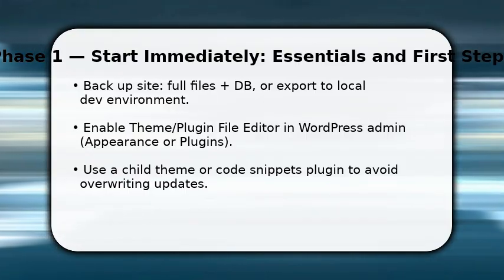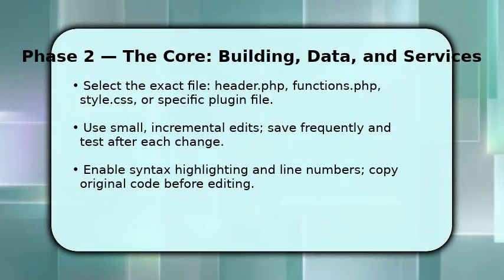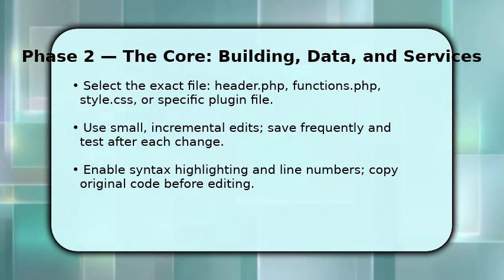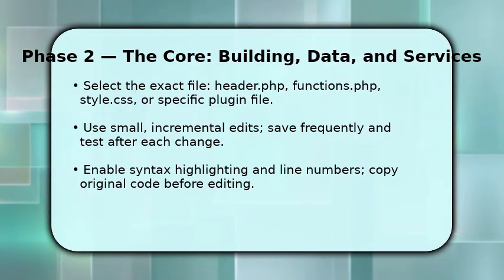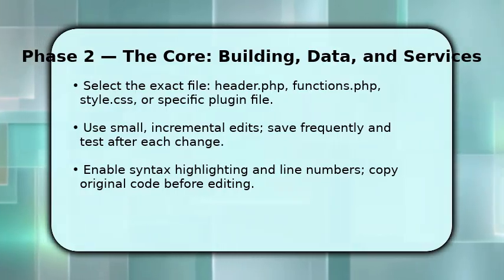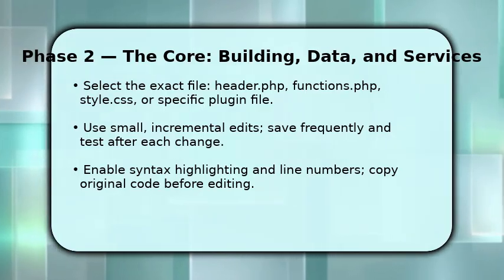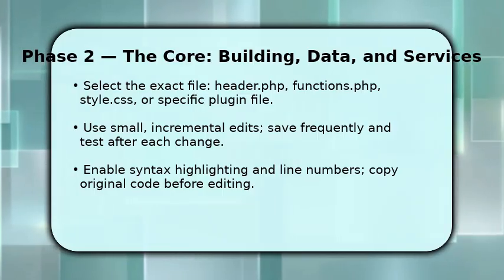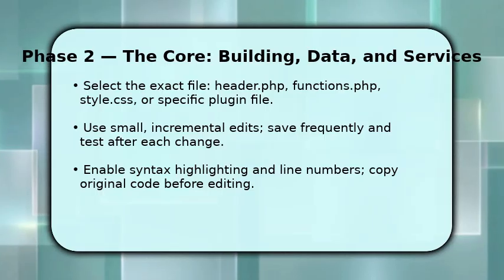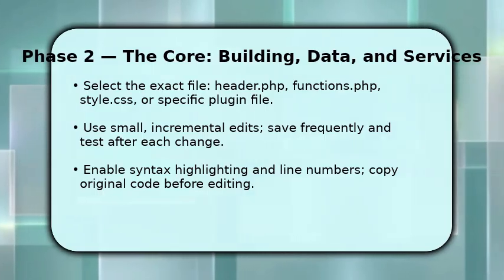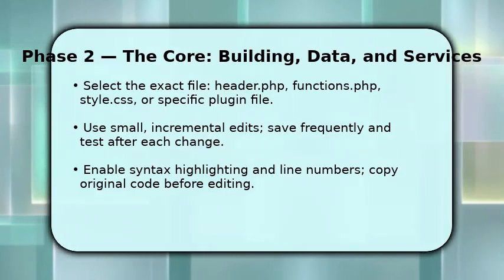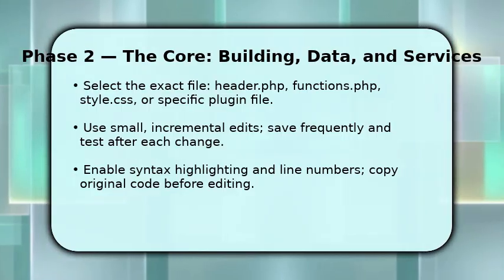Scan the targeted file, and keep the backup handy in case you need to roll back. You'll work methodically. Pick the precise file to modify: functions.php for hooks style, CSS for CSS, or a plugin file for behavior changes. Make one small edit at a time, save, then immediately test the site to catch errors quickly. Use the editor's syntax highlighting and line numbers to avoid syntax mistakes, and paste the original code into a temp file before changing anything. This way you can revert a single change quickly, and you reduce the risk of bringing the site down.